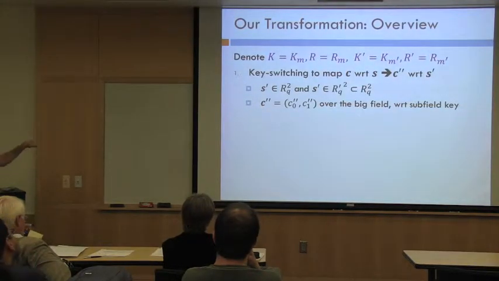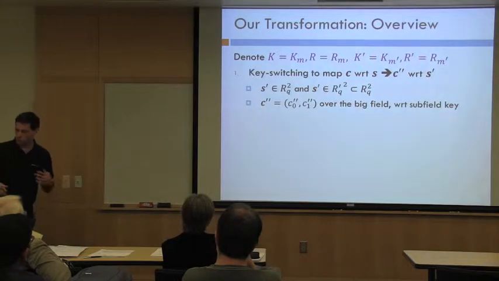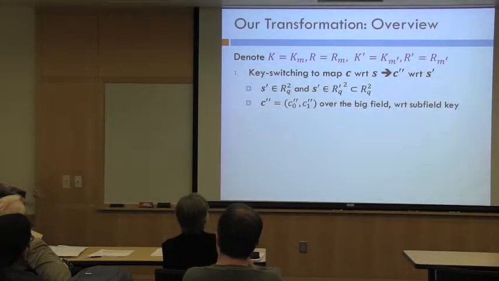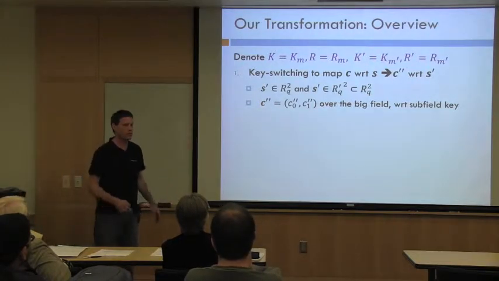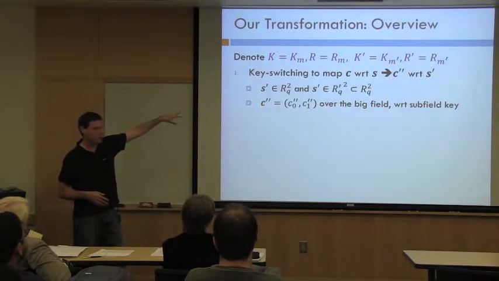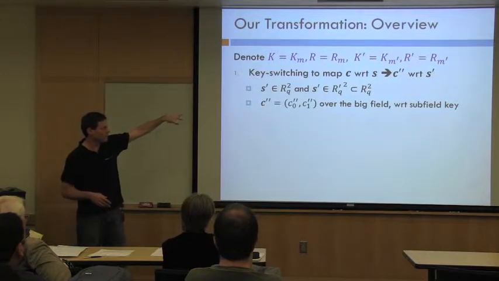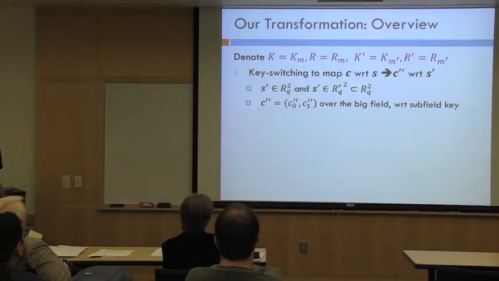Okay, let me do an overview of the transformation. The transformation actually turns out to be very, very simple, especially for people that have more background than me in number theory. So let's drop some of the notations because I don't want to keep carrying these M and M primes everywhere. So K is K_M, R is R_M, K prime is K_M', R prime is R_M'. And the same thing for the mod Q and mod 2 versions of them.